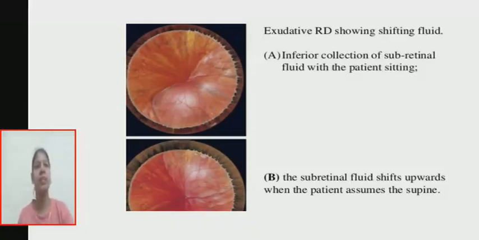This is a fluid, and when the patient is in the supine position, it moves upwards. This is the accumulation of fluid.